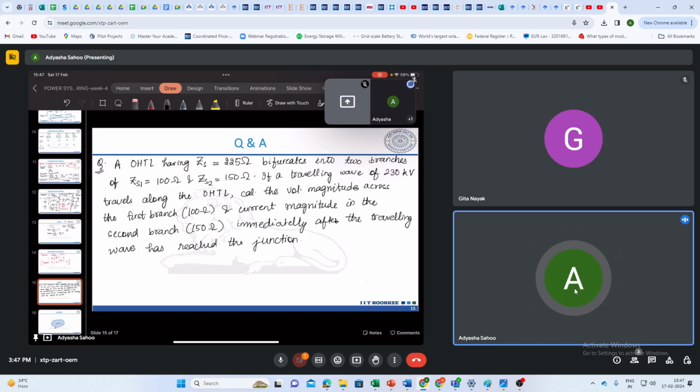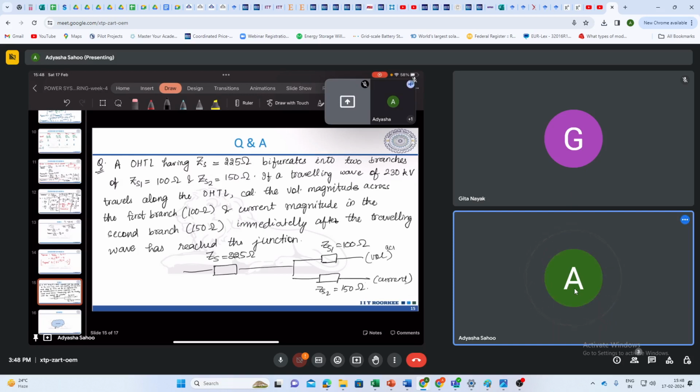So this is the question for a T junction. Basically, this is your surge impedance of the line and it is terminated with two branches of different impedances. One is of 100 ohm and the other is of 150 ohms. So you need to calculate the voltage across this branch and the current in this branch. So this is question 1.